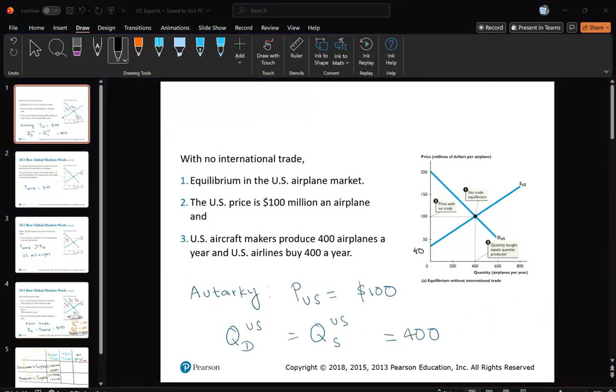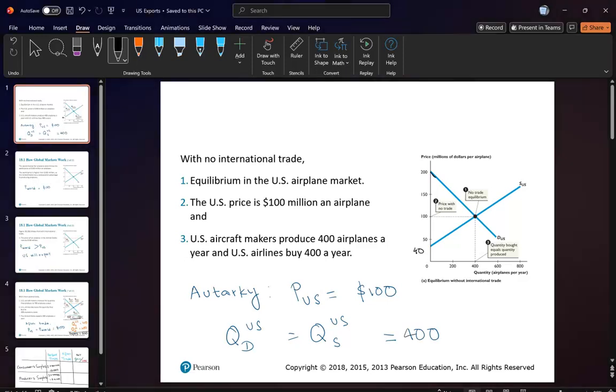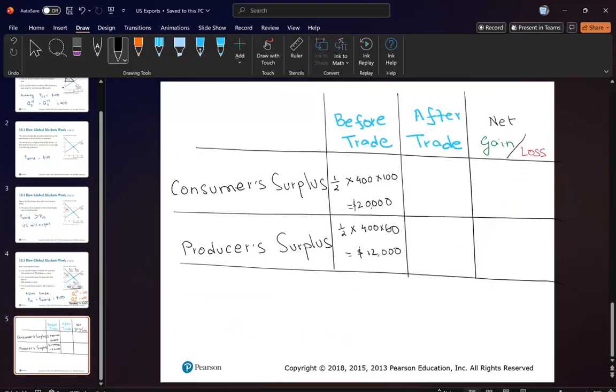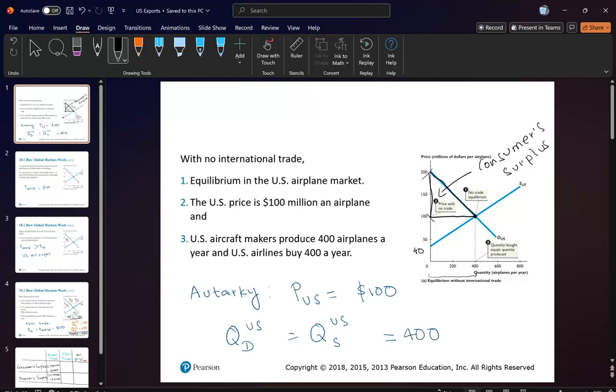Now, to look at the consumer surplus before trade, we would look at the area below the demand curve and above the equilibrium price. So, this part is our consumer surplus. This is a right angle triangle, and the formula is half times base times height. So it is half times the base, 400, times the height, which is 200 minus 100. So we have this as 20,000.